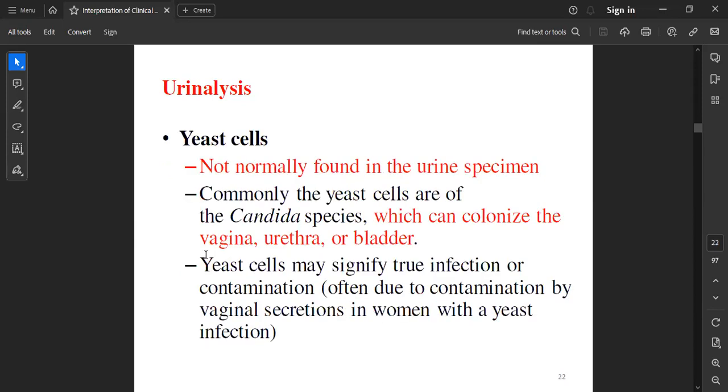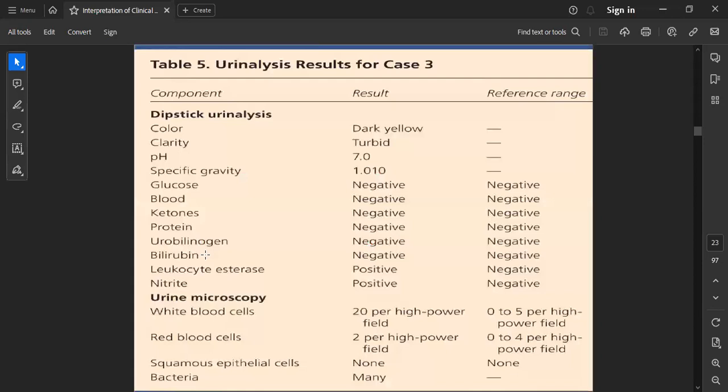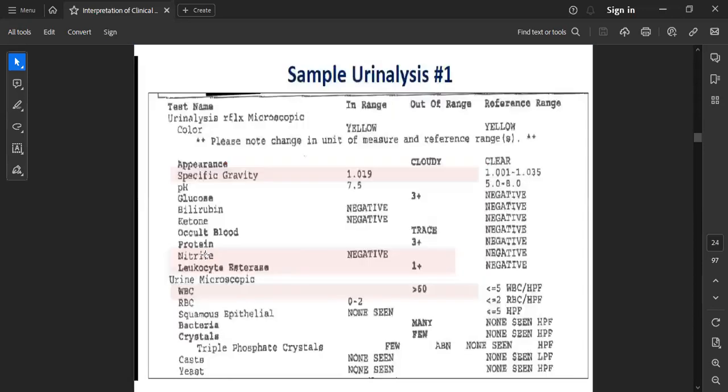Yeast cells can also be found. Maybe during the collection of the specimen there was contamination, but it still shows that there's Candida albicans, so it can be an indicator for a yeast infection. These are just some sample urinalysis results.